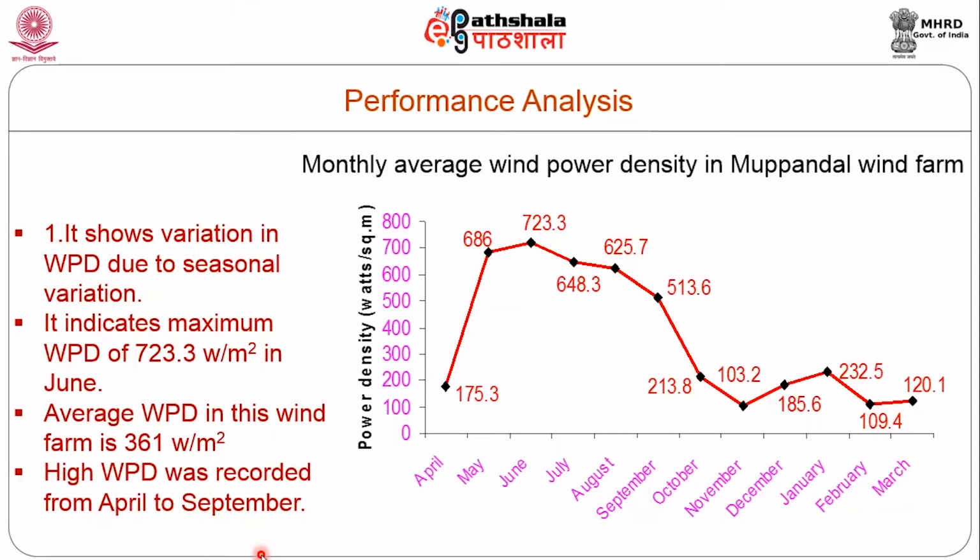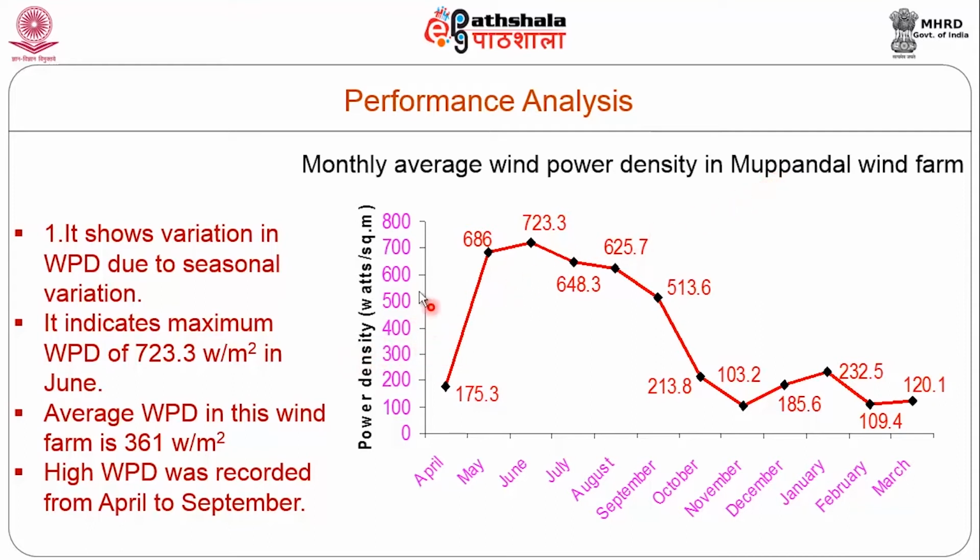And this is about the performance analysis, the monthly average wind power density in Muppandal wind farm. Muppandal is a very good site in the country, maybe even in the world, the second best site. The first site is California, and the next is the Muppandal area, which is in southern Tamil Nadu.